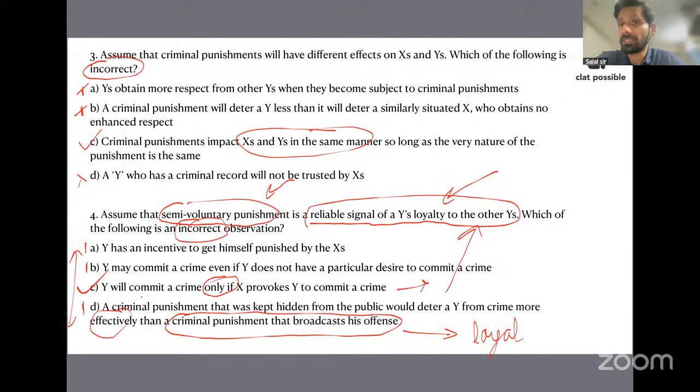But criminal punishment for X's who control the criminal justice system, for them it is a crime. Nobody in that grouping of X will like the X who has committed a crime because it is against them, right? For Y's, it is a moment of glory, a moment of respect. So the impact is not the same for these groups. We had to find the incorrect one, therefore C is correct in the third one. Okay.